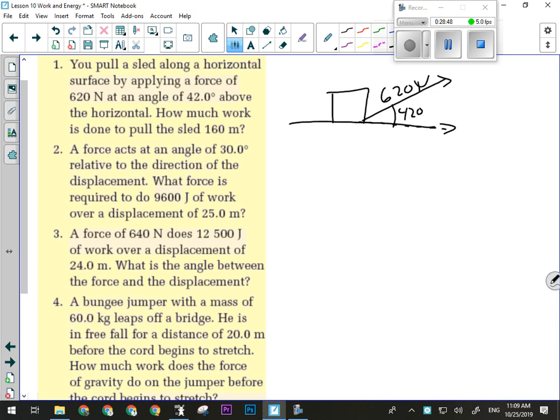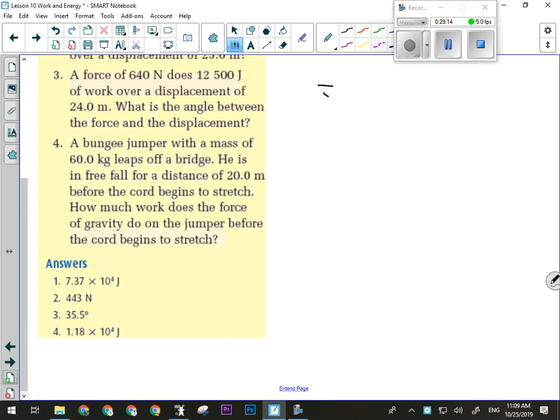So we need to figure out how much of this 620 newtons is actually changing the mechanical energy of the sled. To do that we go work equals F cos of theta, so that'll give us our horizontal component, multiplied by the distance, which they told us was 160 meters. So we're going to take our 620 times the cos of 42 and multiply that by 160 meters. That should give us our 7.37 times 10 to the 4 joules worth of work. Everybody all right with that one?